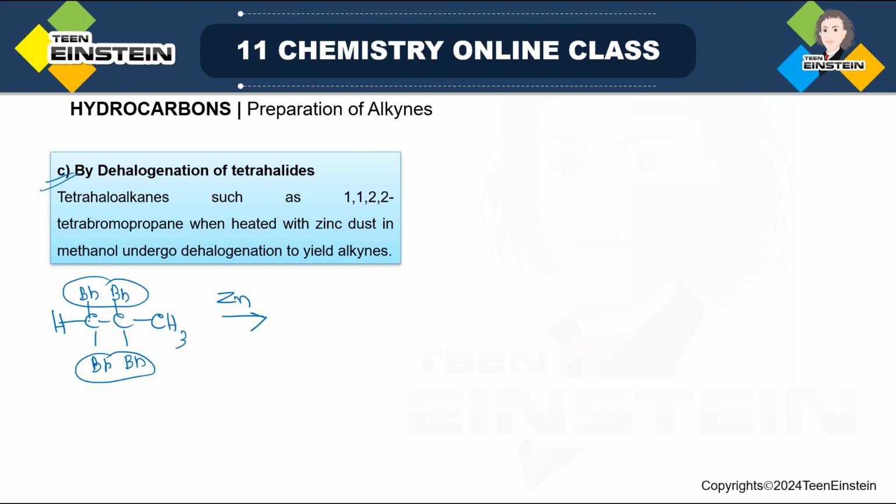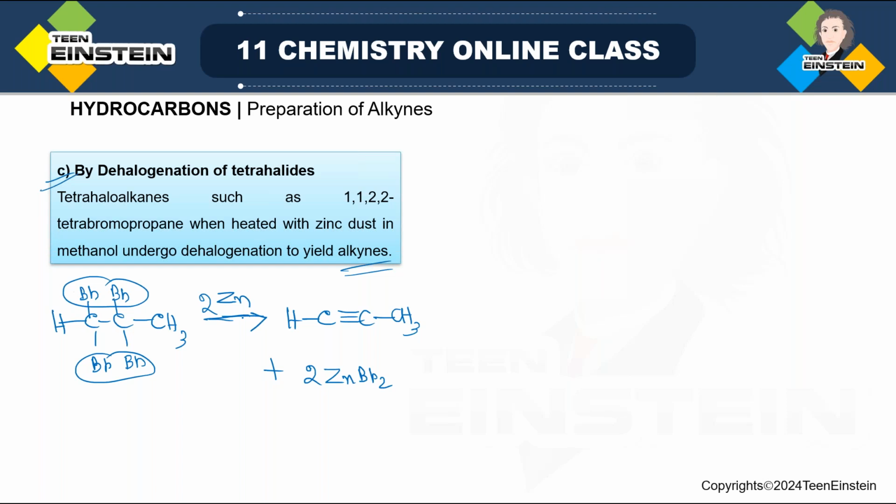And as we are breaking a total of 4 sigma bonds, there will be generation of 2 new bonds between the 2 carbons. So here our product will be C triple bond C CH3. We are getting an alkyne and the byproduct is 2 ZnBr2. Basically, if you consider the reagent, 2 Zn atoms are required per mole of this 1,1,2,2-tetrabromopropane.